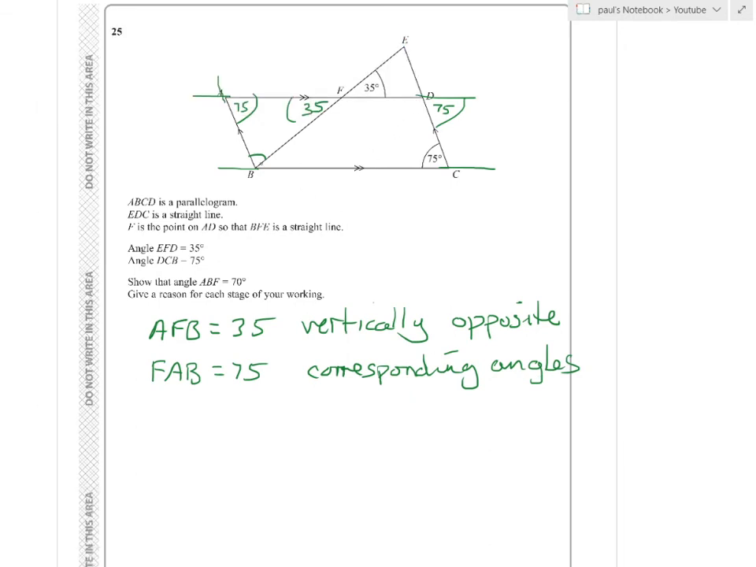So this one is going to be 180, take away what's there. So ABF equals 180 take away 75, that's 110. Oh yeah, look at that, equals 70. And so that one is angles in a triangle equal 180.